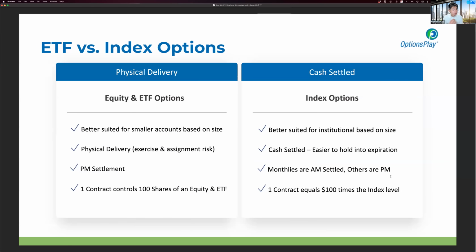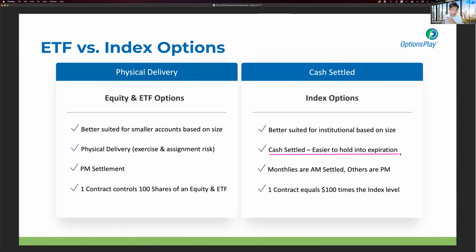Perfect. Okay, let's talk a little about the difference between ETF versus index options. Now, from my perspective, if it wasn't for the size of index option contracts, I would certainly favor index options for these types of strategies because they're cash settled. They're easier to hold into expirations. You don't have to worry about assignment risk, early exercise risk.